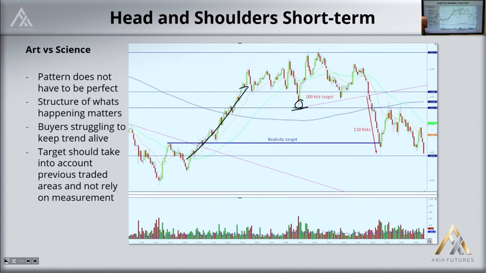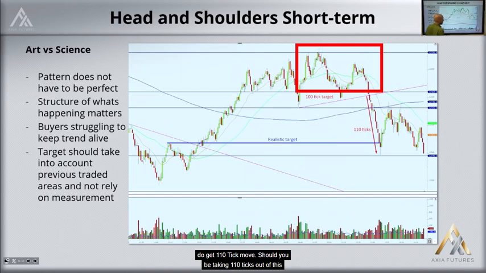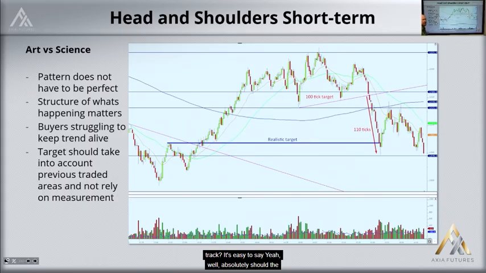In terms of target as well, it's easy to look at this and go, right, there's a 100 tick target on the head and shoulders. You do get a 110 tick move. Should you be taking 110 ticks out of this trade? It's easy to say, yeah, well, absolutely you should. But target-wise, you shouldn't, of 100 ticks.